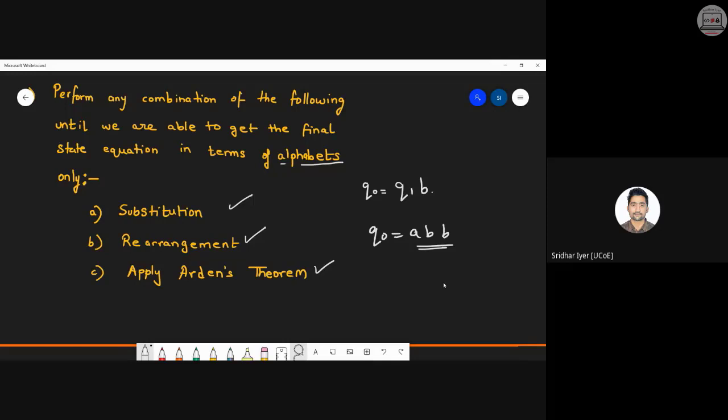Got it? So at the end, what we need to do is apply n number of substitutions, rearrangements, apply Arden's theorem until and unless all the state equations are in terms of alphabets only. Clear with this? This is the theorem which we are going to follow. Arden's theorem is left. This is just the introductory steps. Clear with this? Kindly let me know.